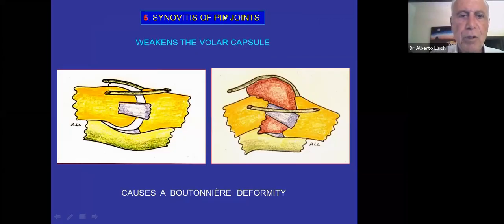Synovitis of the PIP joints, they say that can cause a swan neck deformity because it weakens the volar capsule, but this is not true. We all know that synovitis of the PIP joints will weaken the dorsal capsule and will cause a boutonniere deformity.